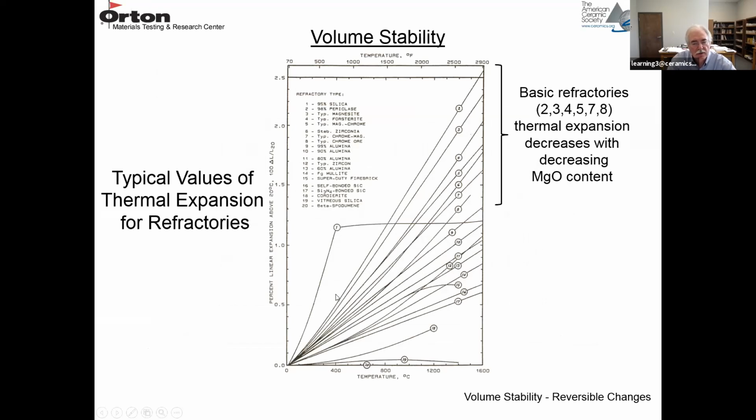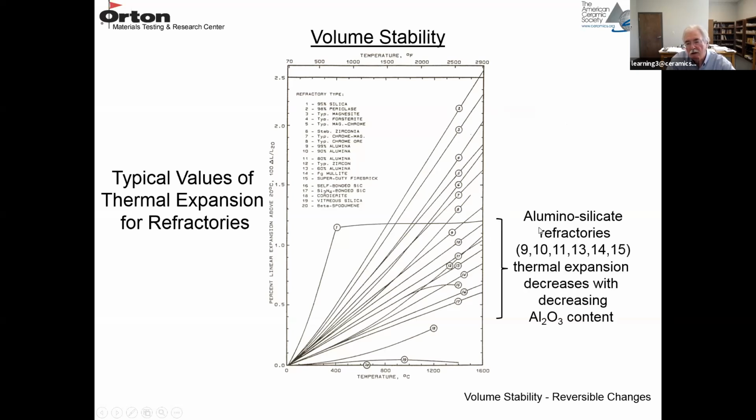And then this slide is pretty busy, but it has a lot of the refractory materials on the same slide. So again, thermal expansion versus temperature. At the top of the graph are the basic refractories. These are the numbers 2, 3, 4, 5, 7, and 8. They're right up here. They have the highest thermal expansion. And as you decrease the MgO content, you decrease the thermal expansion of these different compounds.